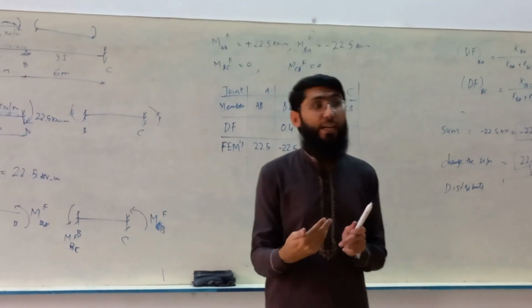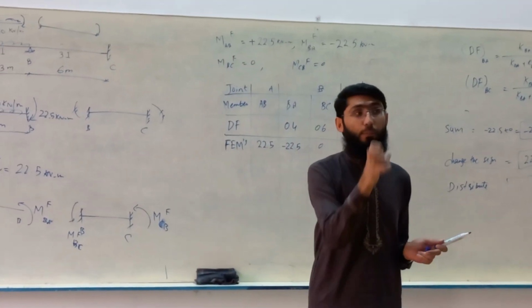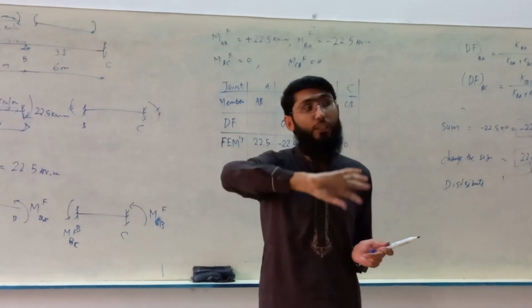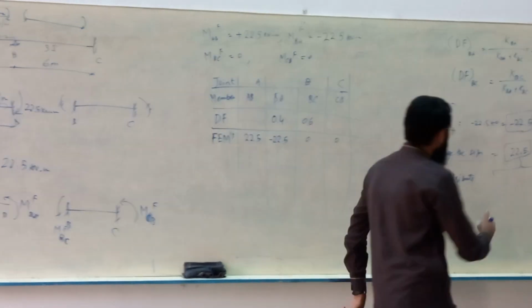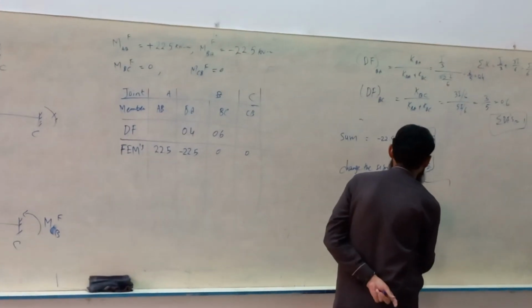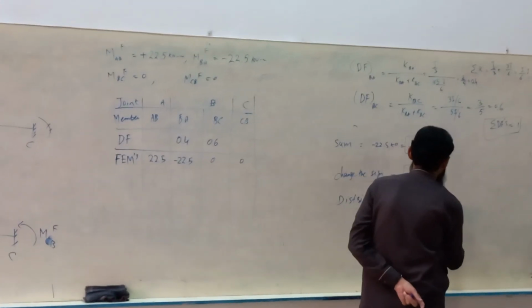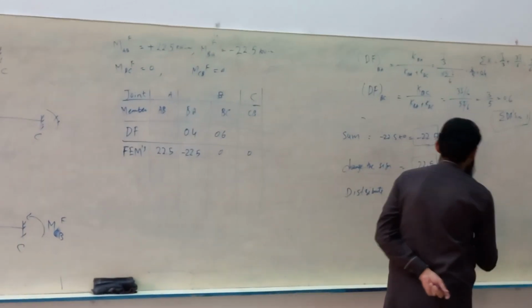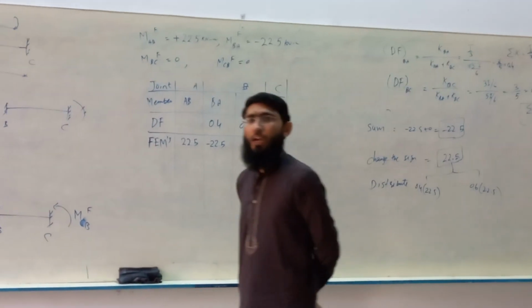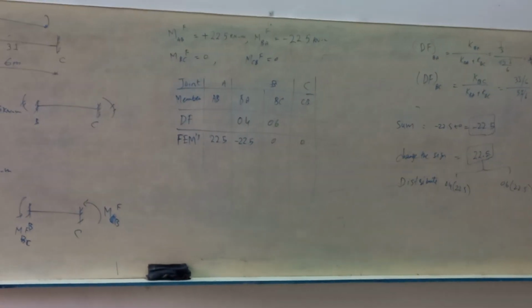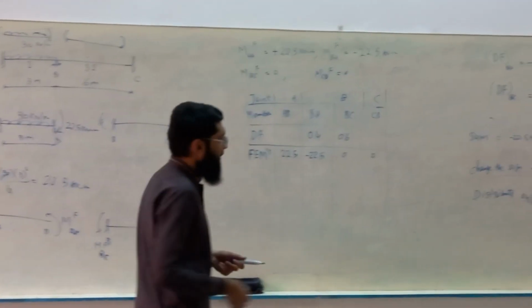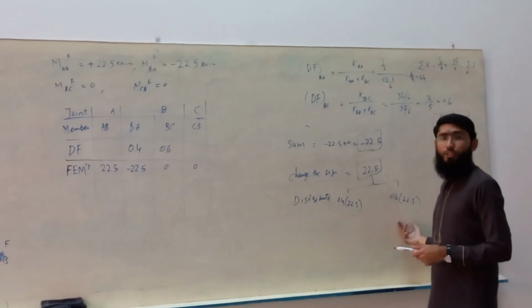22.5 को distribute करना है BA और BC में, और BA का distribution factor 0.4 है और BC का 0.6, तो BA को देंगे 0.4 times 22.5 और BC को देंगे 0.6 times 22.5. Right now the sum is not 0, so you got to do something to make the sum ultimately 0. Okay? So this is the thing to do. Sum, change the sign, distribute according to distribution factors.